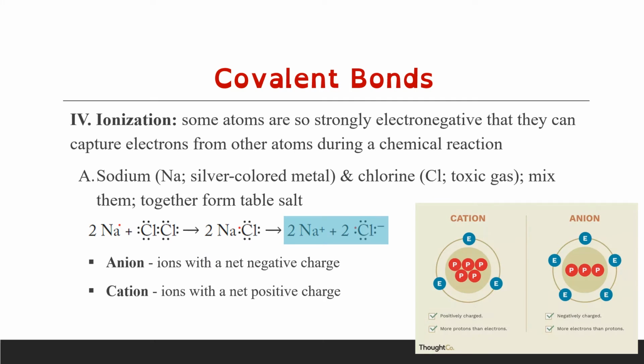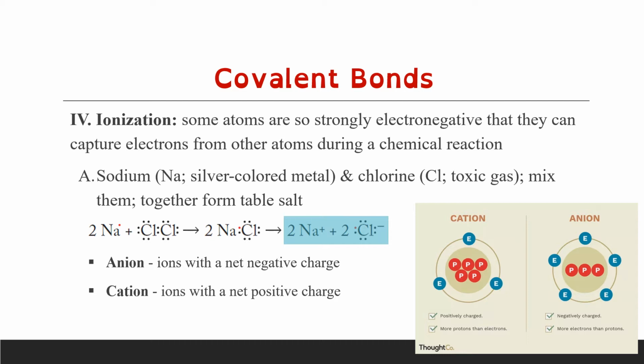Next is ionization. Some atoms are so strongly electronegative that they can capture electrons from other atoms during a chemical reaction. The example we have right now is the formation of table salt from a combination of sodium and chlorine. So when you mix them together, they form table salt. But how does it happen?